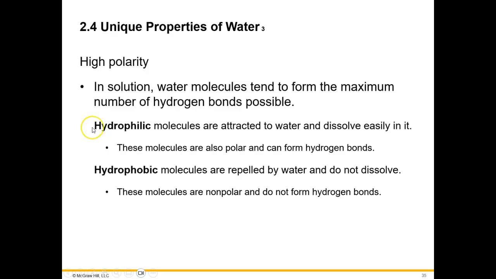When we think about what substances are able to dissolve in water, that's still just determined by polarity. So hydrophilic molecules are going to be attracted to water and will dissolve easily in it. That's because these molecules are also polar, so they have those same kinds of partial charges that will allow them to bond easily with our water molecules, with those hydrogen bonds. We call them hydrophilic because philic comes from Latin for loving, so water-loving molecules.